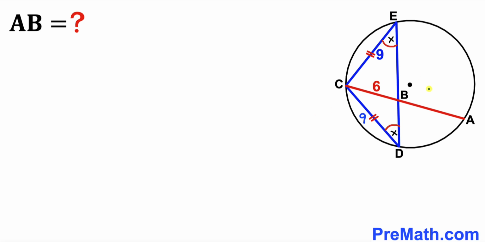And here's our next step. Let me go ahead and connect this point A with this point E, as you can see in this next step. And now let's make an observation. We can see that this arc CE is intercepted by this angle X, and likewise this very same arc CE is being intercepted by this angle CAE as well.